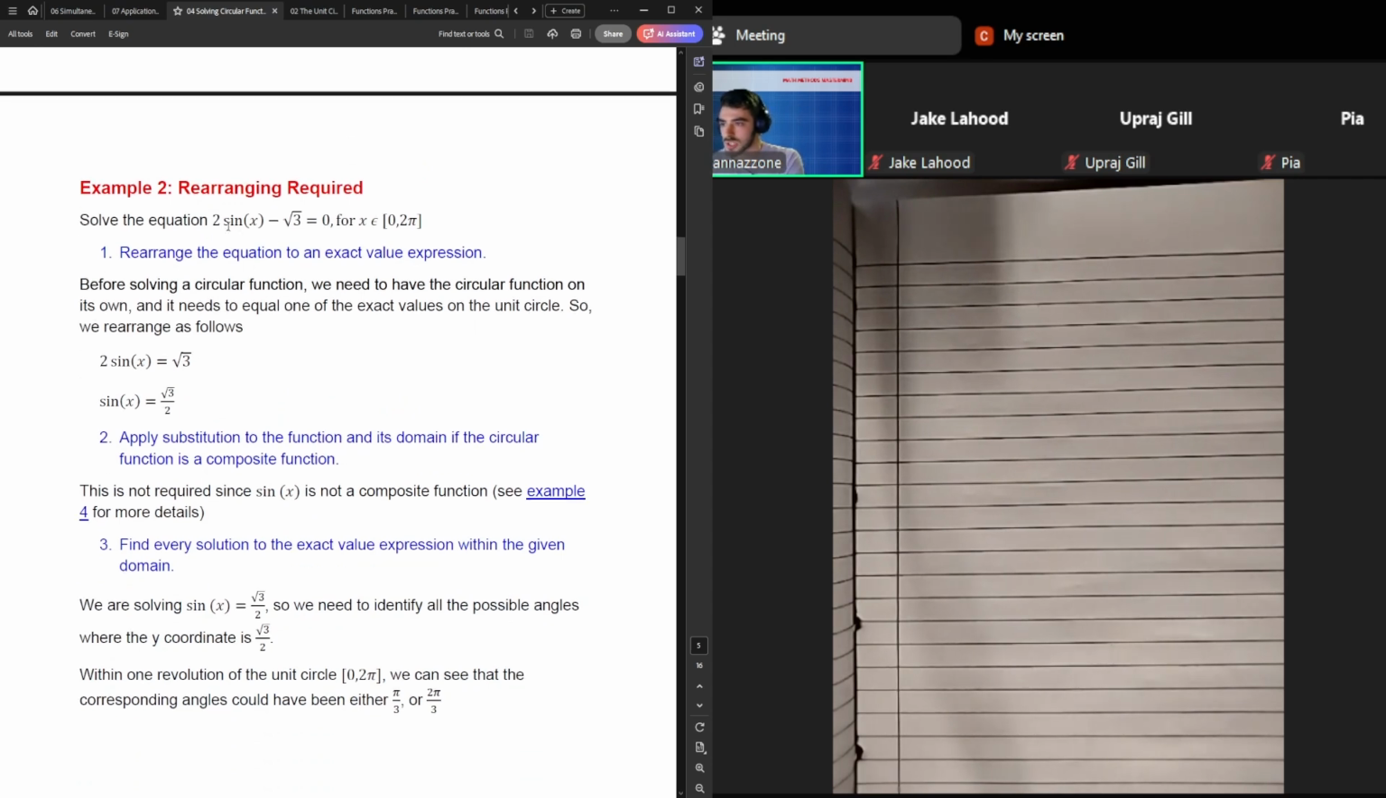Sometimes you might need to do a bit of rearranging before you get there. So you're going to have, in this case, rearranging to get the √3/2 on its own. Exact value on one side, circular function on the other. Exact same idea.